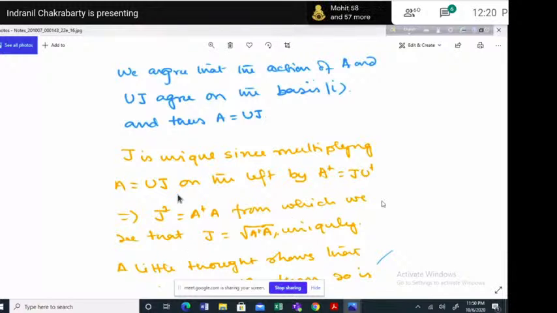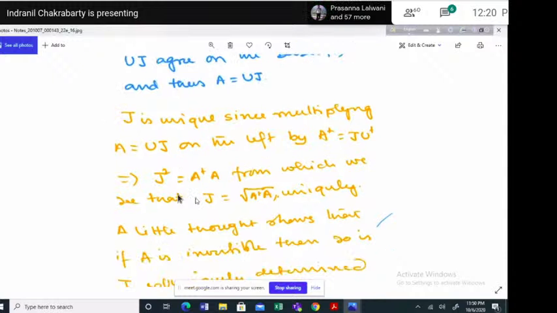So you can see that if you do A dagger A, you will still get back J squared, because U dagger U will be the identity, from which we can say that J will be the root of A dagger A uniquely.